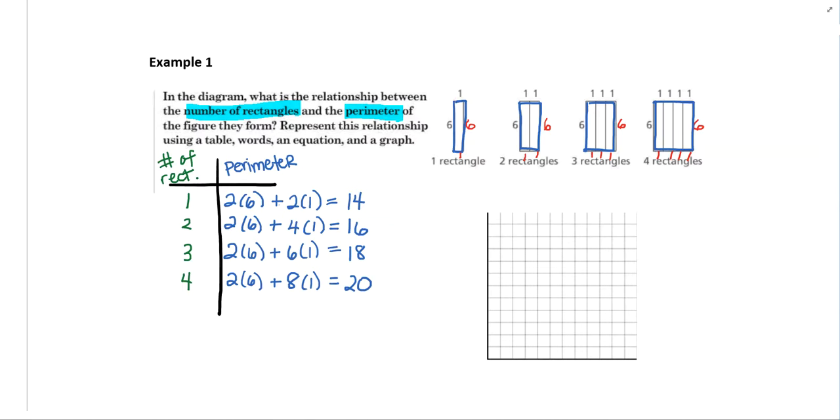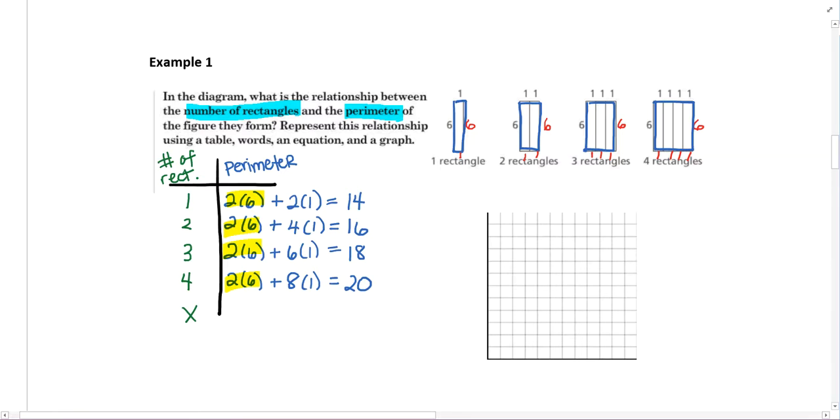All right, so for the perimeter for figure 3 with 3 rectangles, we have 18. We had 2 times 6 plus we had 6 of those 1s. And then for the figure with 4 rectangles, we had 2 times 6 plus 8 times 1. So let's see if we can come up with a pattern. Notice that there's always 2 6s. That never changes. Okay, so let's say we have X rectangles, so an unknown amount of rectangles.